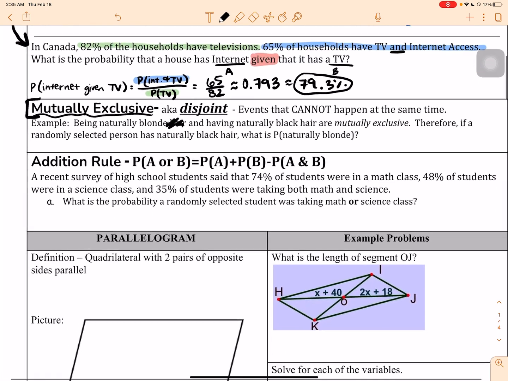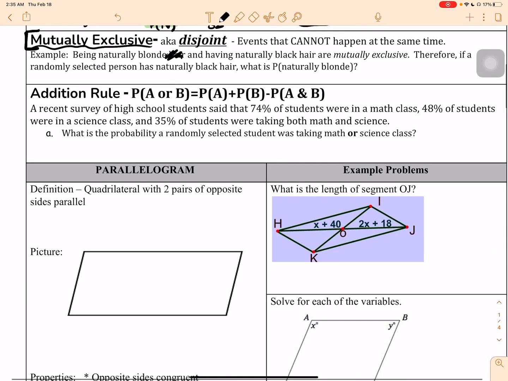So just that type of example. It's like also like if you're 13 years old, you cannot be 11 years old. Those two things are mutually exclusive. There's no way they can happen at the same time. So that's all that definition means. You won't be tested on it, but it's good to be familiar with it.